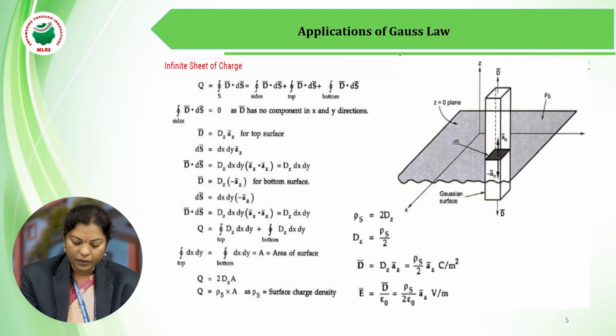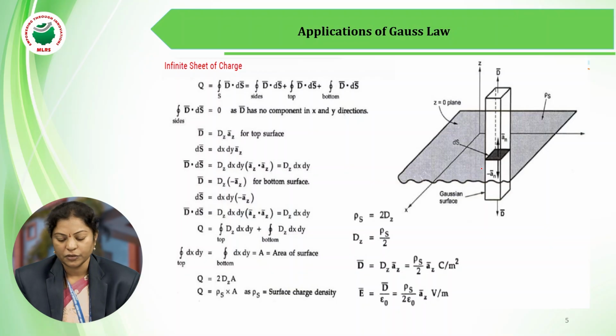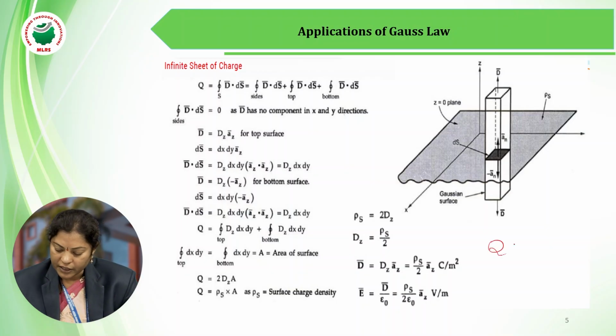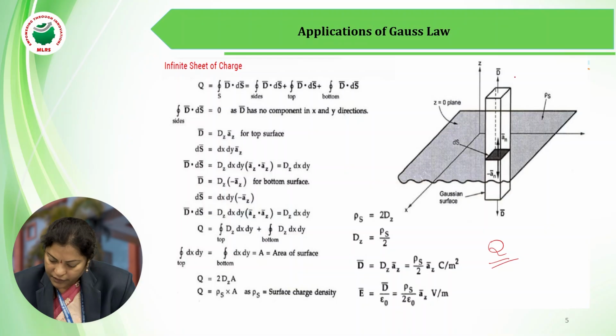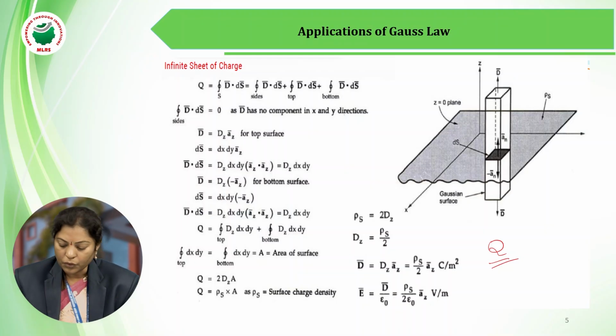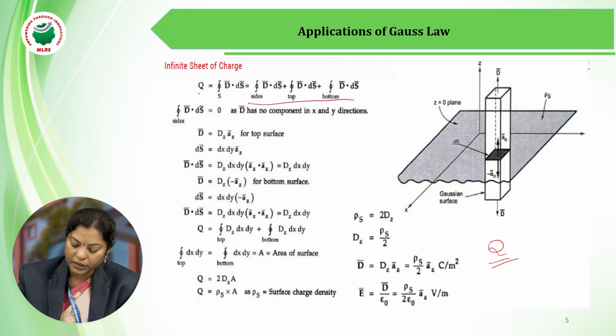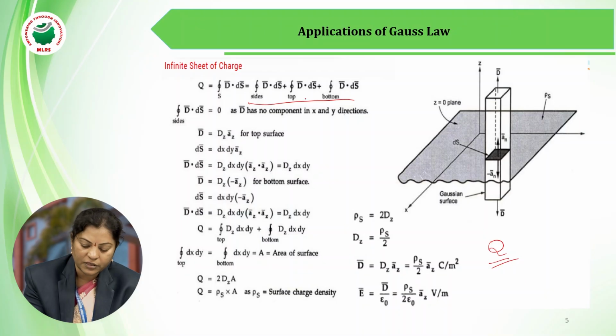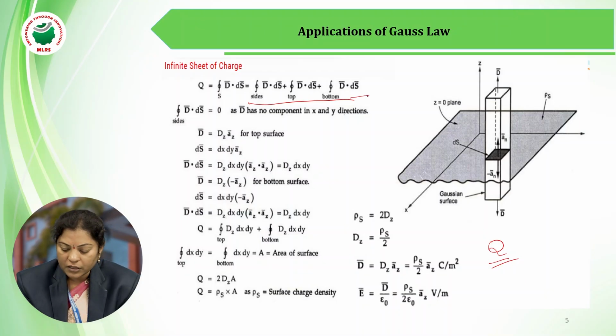Next, we are considering one sheet of charge. For that, we are calculating the total charge enclosed by this sheet of charge. I am assuming it is a sheet having charge Q, and this is a Gaussian surface. Here the total charge is nothing but the side surfaces, top and bottom surfaces. So the total charge enclosed by this sheet of charge is the integral over the sides of D dot dS plus the top surface D dot dS plus the bottom surface D dot dS.